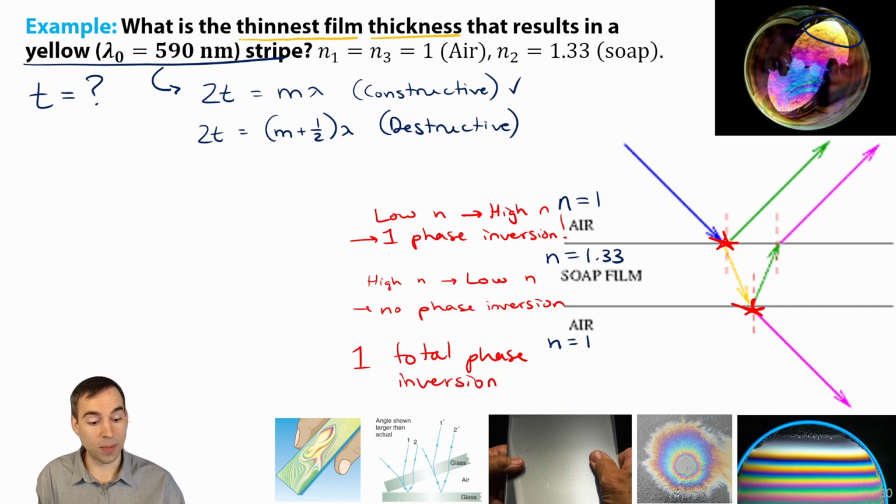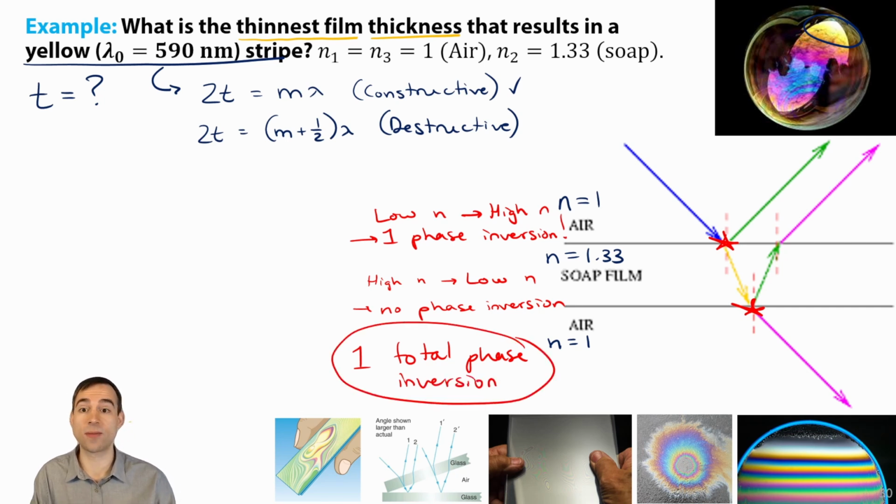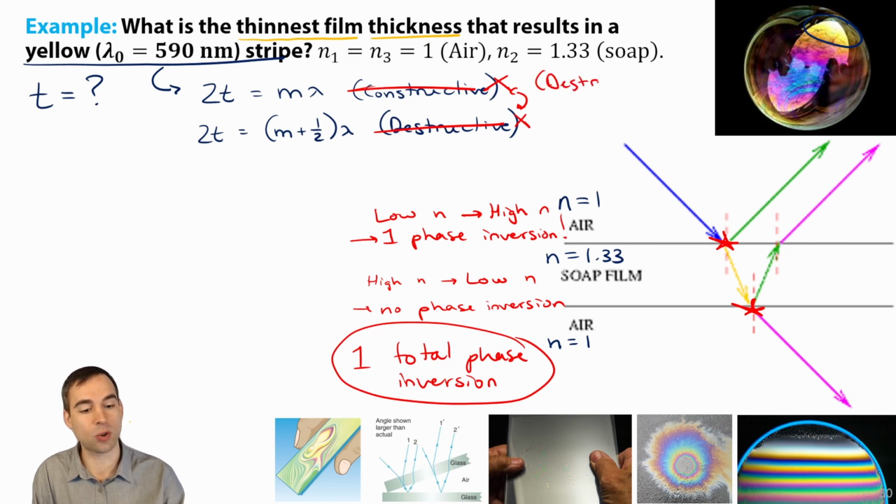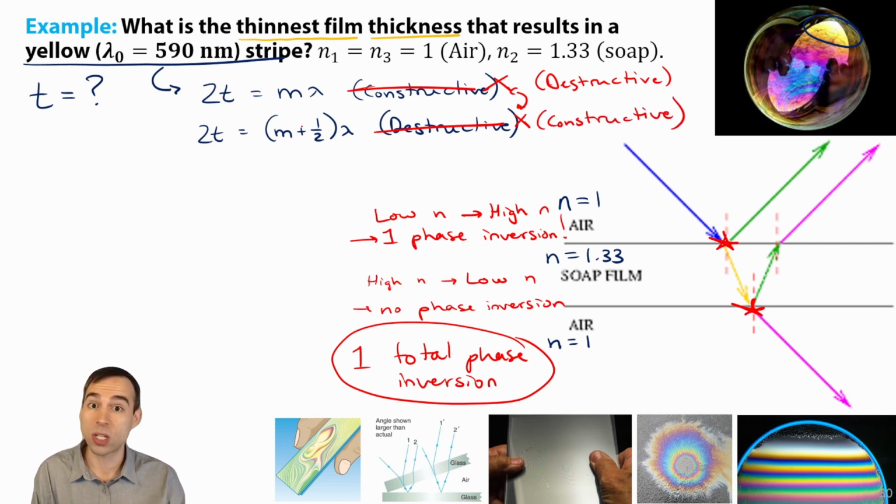In other words, remember the rule: if I have one total phase inversion, I am not going to use the equations as we see here. I am going to swap them, such that the top equation is used to get the destructive case, when I don't have any color, these dark spots, and for the constructive case, a yellow bright stripe, I would have to use the bottom equation here. That's what I mean when I say you have to swap them.